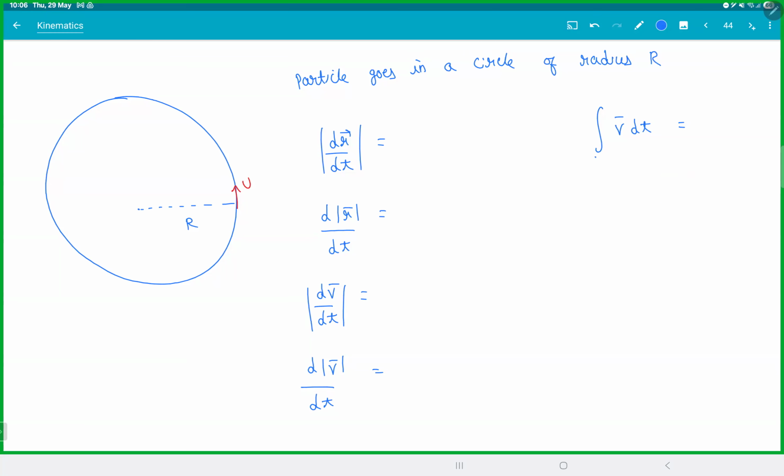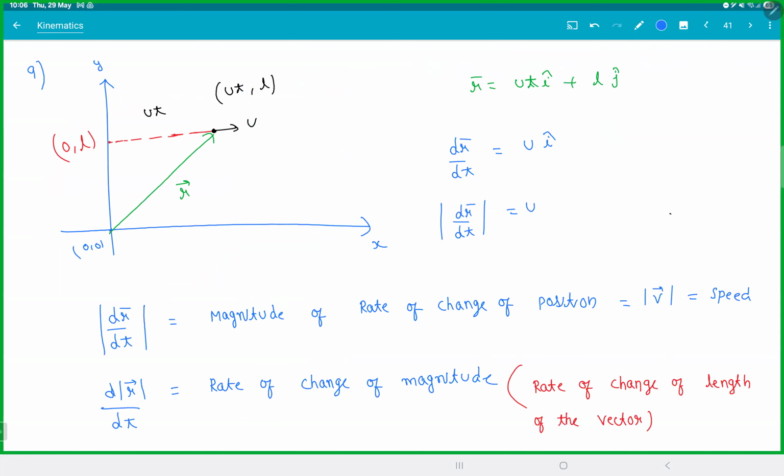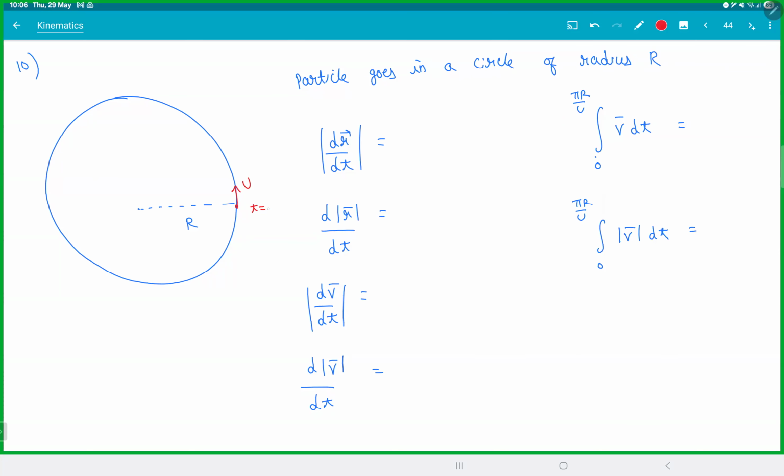Let's say the limits also I'll give you. Limits will be 0 to pi r by u. This will be mod v dt from 0 to pi r by u. This can be a question only. It's a good one, meaning it's all theoretical statements. At t equals 0 you're here. Can you find all these six?